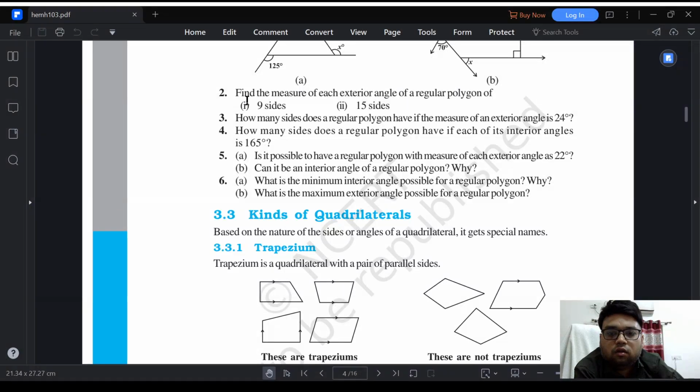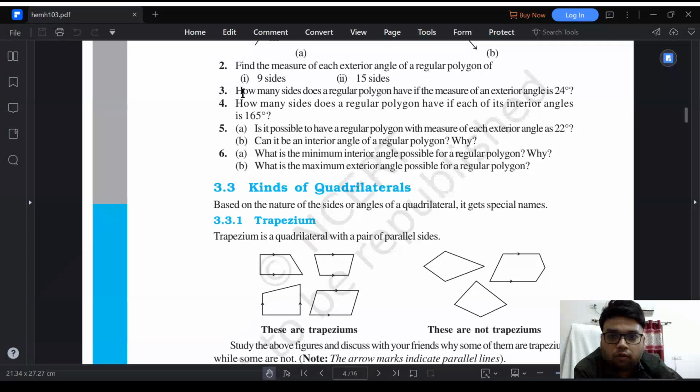Now further, find the measure of exterior angle of a regular polygon of 9 sides and 15 sides. I already explained this in the above example. What you have to do here is 360 divided by 9 and 360 divided by 15 to calculate the exterior angle. For interior, no, here only the exterior angle was asked, no need to calculate the interior angle.